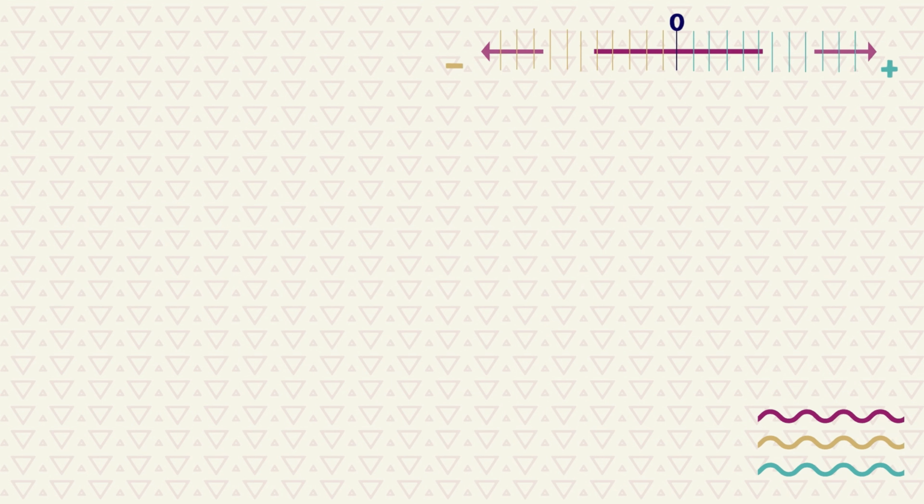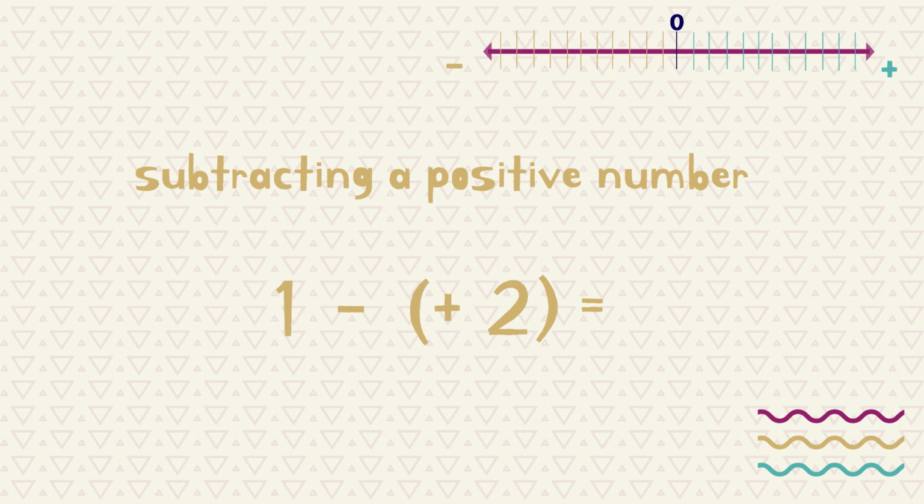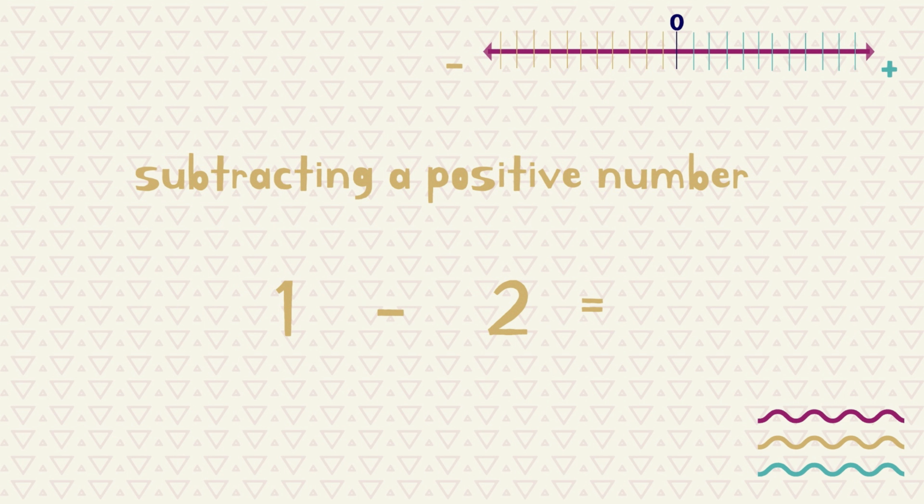Now let's look at how to subtract a positive number. In this example, we are subtracting a positive 2 from the number 1. Essentially we are just subtracting.